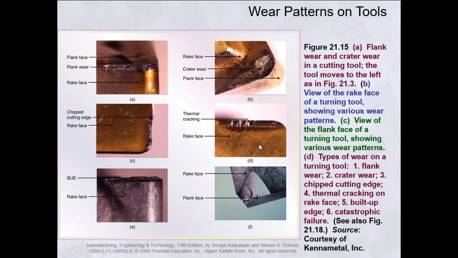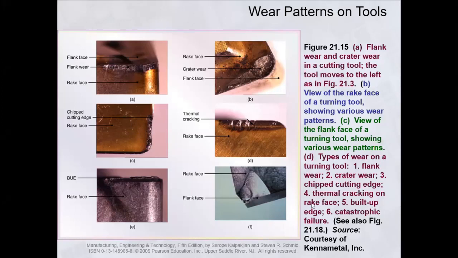In figure D, the types of wear on a turning tool. Number one is called flank wear. You can see on the flank face there is flank wear. Number two, crater wear. Crater wear appears on the rake face. This is the crater wear. Number three, chipped cutting edge. This is the cutting edge that has been chipped away during the cutting operation on the rake face.